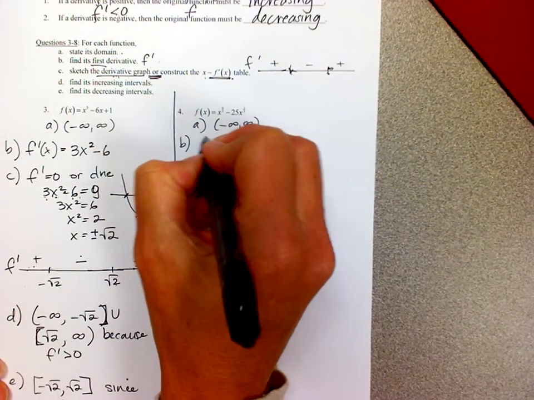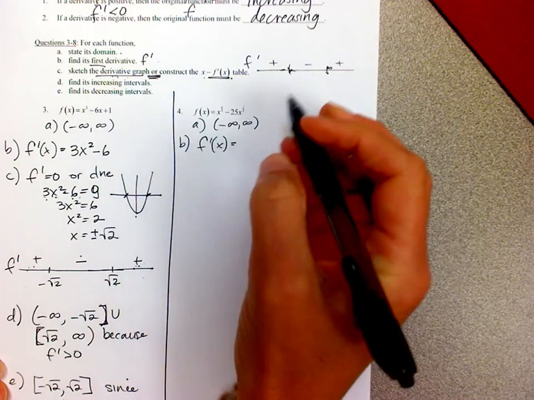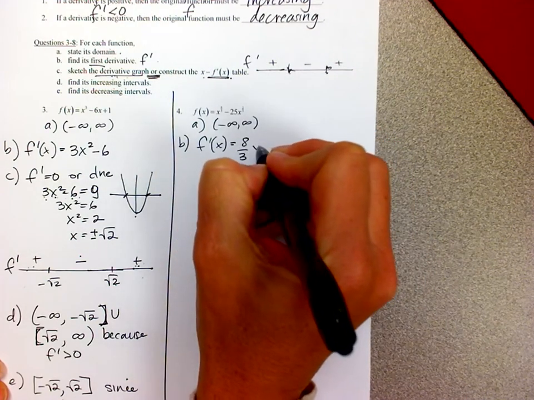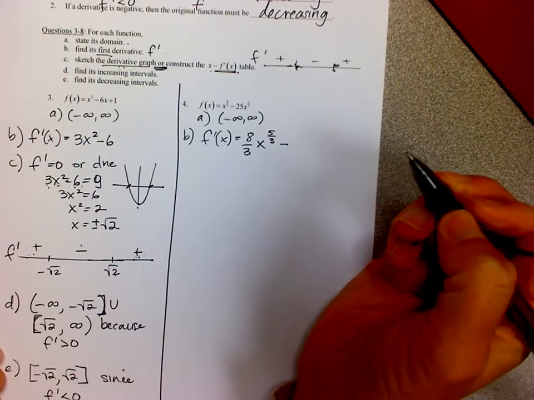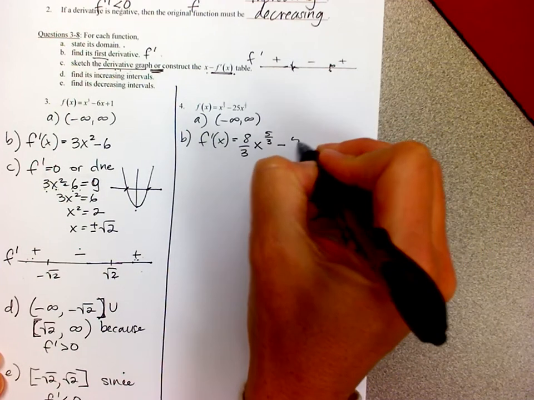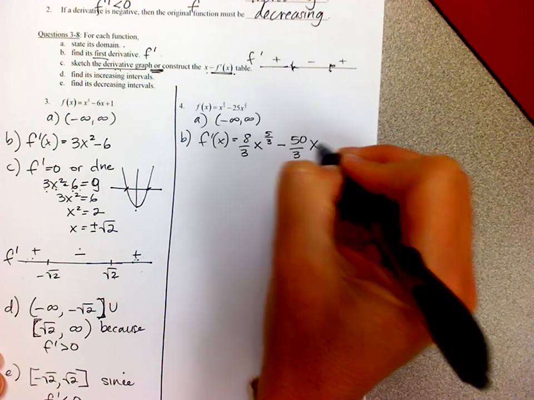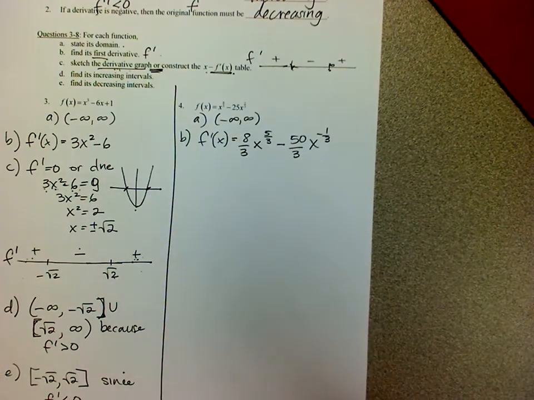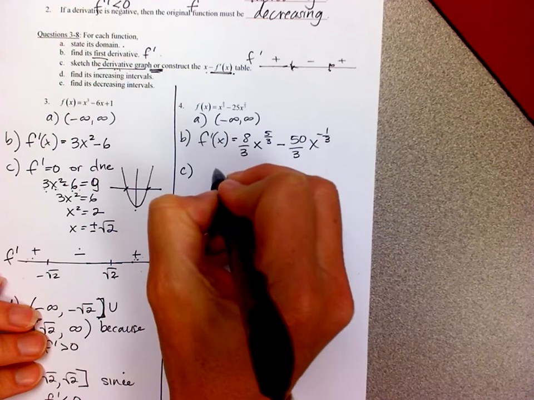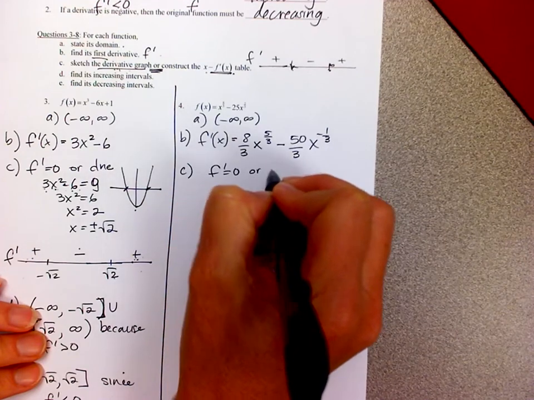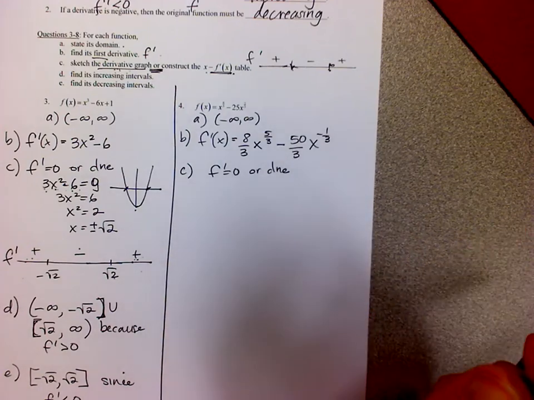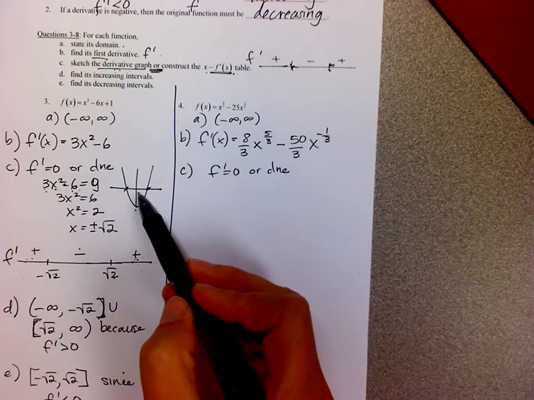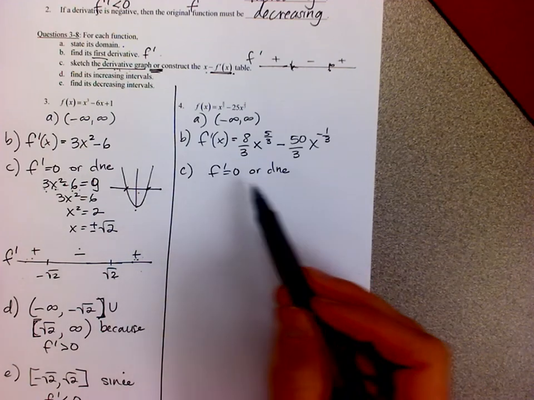Find the derivative. So I'm going to label f prime of x is equal to 8/3 x to the 5/3 minus, and then we're going to drop this 2/3 down, so this is a lovely 50/3 x to the negative 1/3. And so we're going to, for part C, say f prime equals 0 or does not exist. I don't know what this graph looks like. I'm not going to have a calculator for it, so I can't do one of my fun f prime graphs. So I'm going to have to rely on a table.